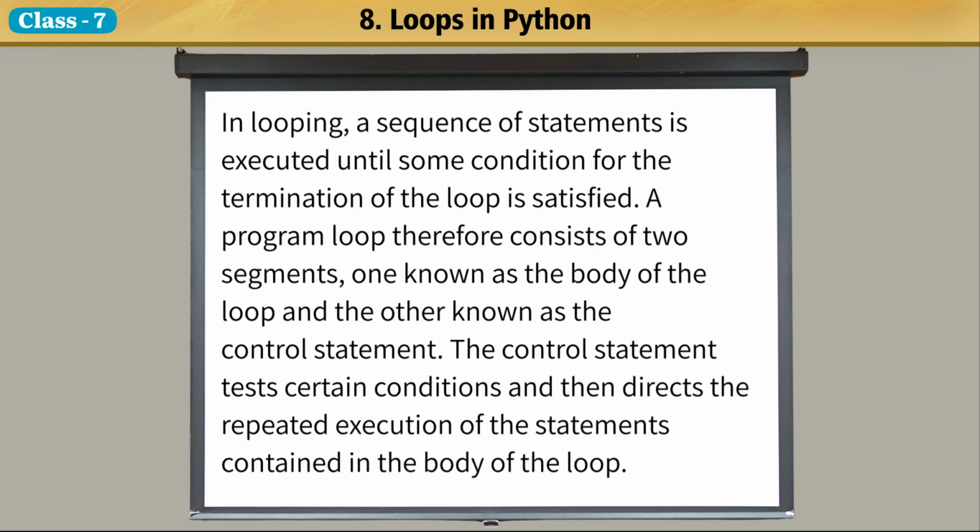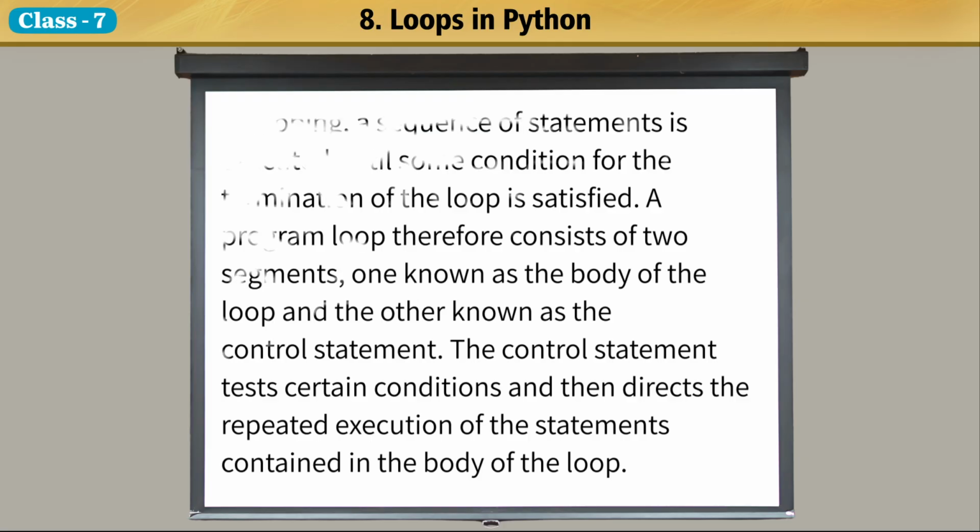In looping, a sequence of statements is executed until some condition for the termination of the loop is satisfied. A program loop therefore consists of two segments, one known as the body of the loop and the other known as the control statement. The control statement tests certain conditions and then directs the repeated execution of the statements contained in the body of the loop.